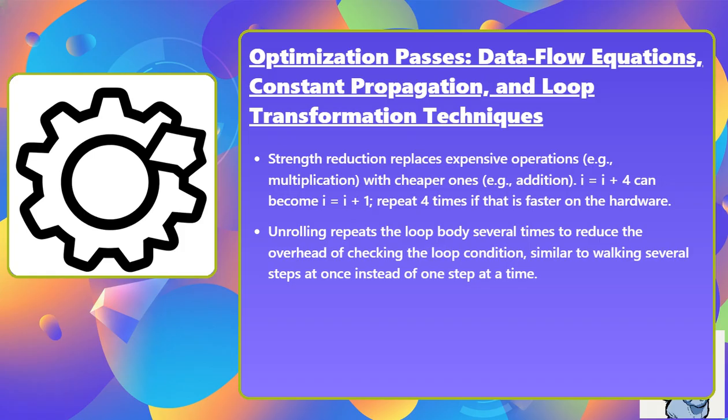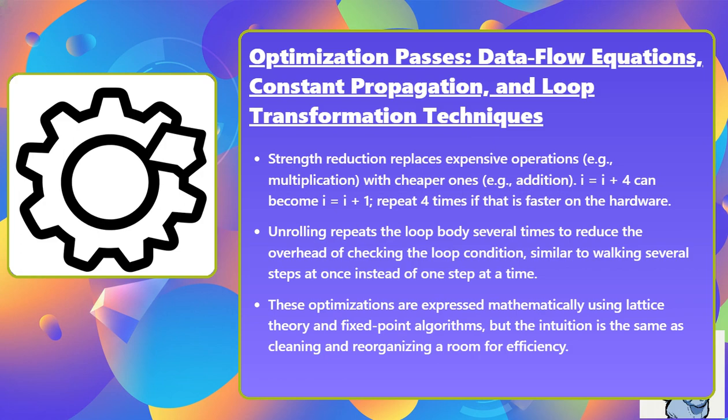Unrolling repeats the loop body several times to reduce the overhead of checking the loop condition, similar to walking several steps at once instead of one step at a time. These optimizations are expressed mathematically using lattice theory and fixed point algorithms, but the intuition is the same as cleaning and reorganizing a room for efficiency.